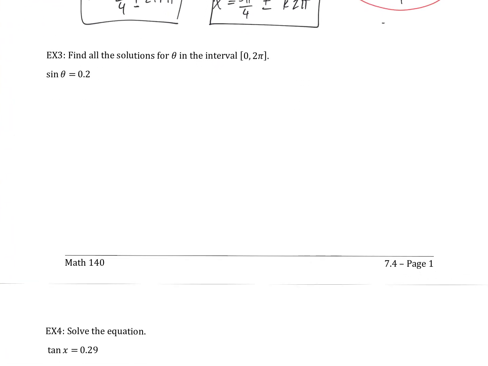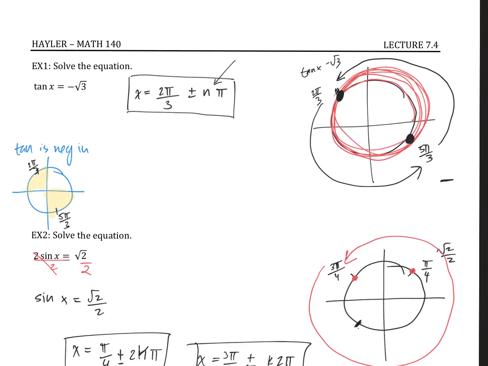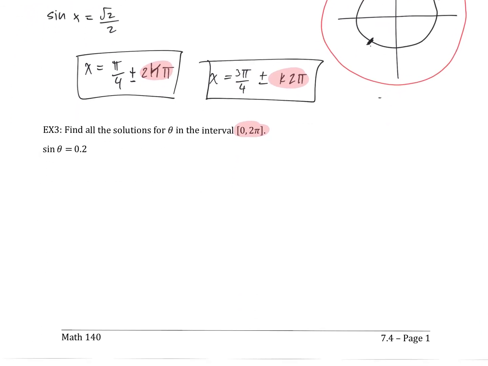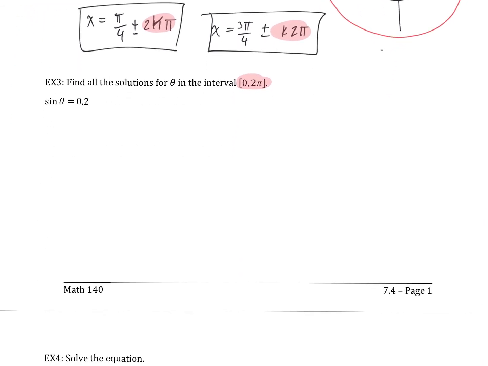Now example 3. Find all the solutions for theta in the interval 0 to 2 pi. Okay, so here we go. Now we're given an interval. So before, notice for these ones earlier, we didn't have an interval, so we had to give all of the possible solutions, which is why we had to do this sort of arbitrary multiples of pi or 2 pi. But now we have an interval, so we may not have to do that.